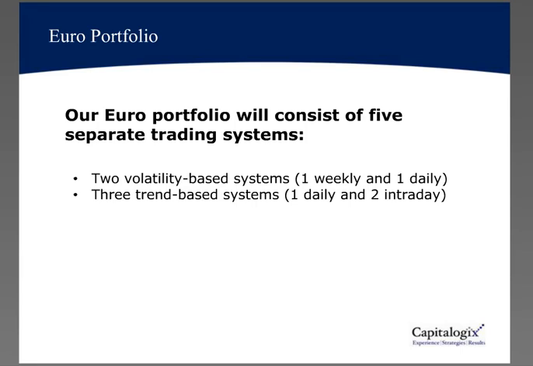In this example, I'm going to talk about a Euro portfolio. And what we're going to do is there are going to be 5 separate systems within this portfolio. 2 of them are going to be volatility based, one of which is going to be weekly, the other one's going to be daily, and then the other 3 are trend based. 1 is daily and 2 are intraday. I say this so that you understand that you can apply this at a weekly level down to an intraday basis. I also make the point that you can actually apply it to different styles of trade, trend-based versus volatility-based.